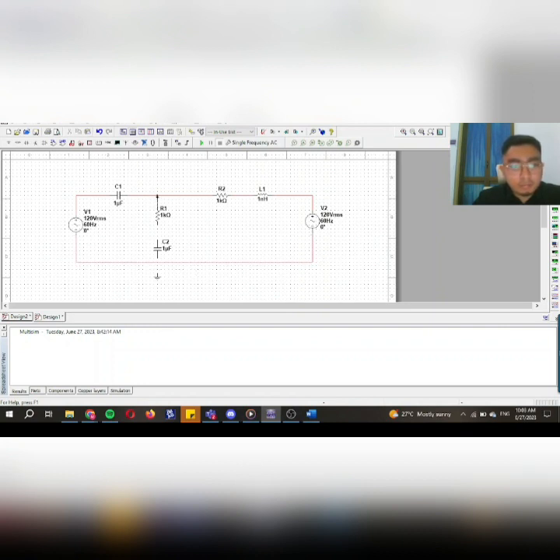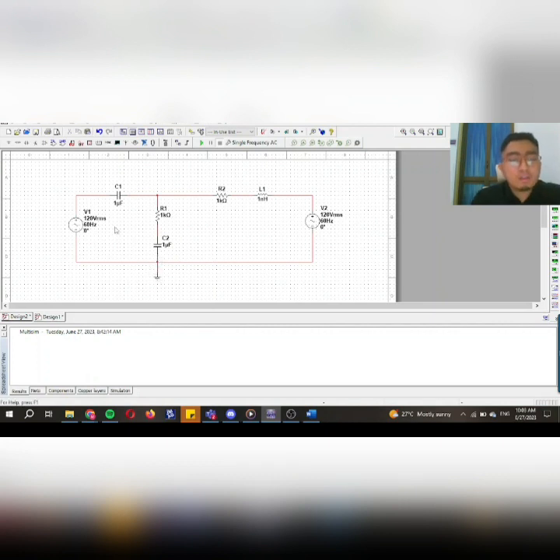Okay, resistor to capacitor, is it? Wait a minute. Just to make sure that it is connected.